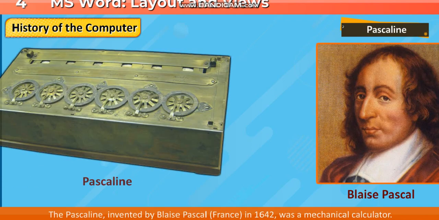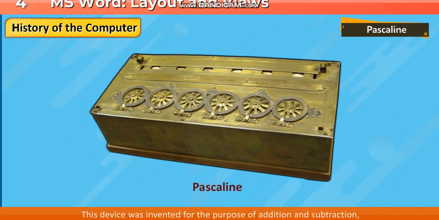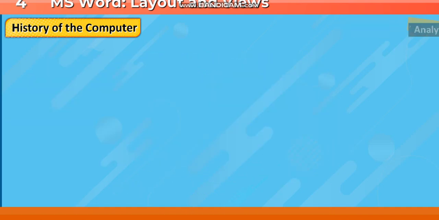Pascaline. The Pascaline, invented by Blaise Pascal, France in 1642, was a mechanical calculator. This device was invented for the purpose of addition and subtraction via turning discs at the bottom of the device. After turning the handle, the answers appeared in a window.